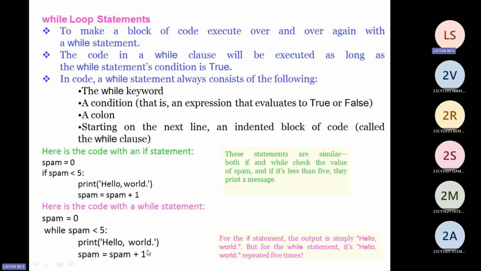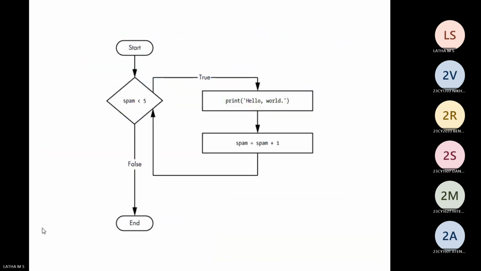With the if statement, no repetition takes place. When you go with the while statement, the repetition takes place, for whatever number of times you would have asked. If you ask spam less than 5, it will repeat for 5 times or even less than 5. And this is a chart depicting the loop. You can see there is a loop formation.